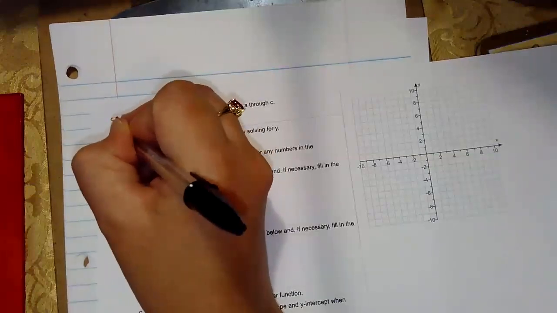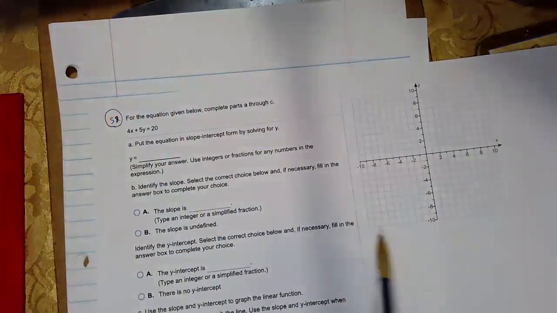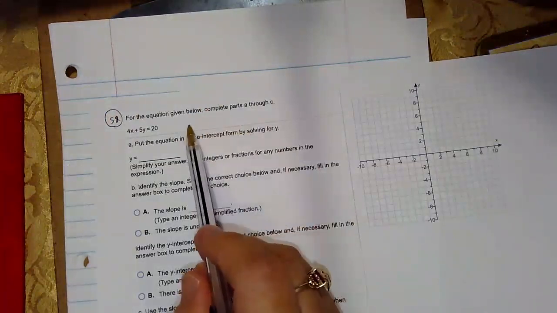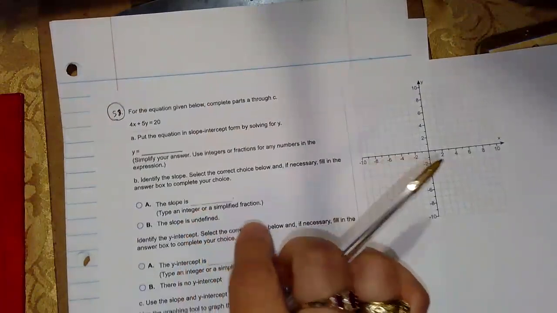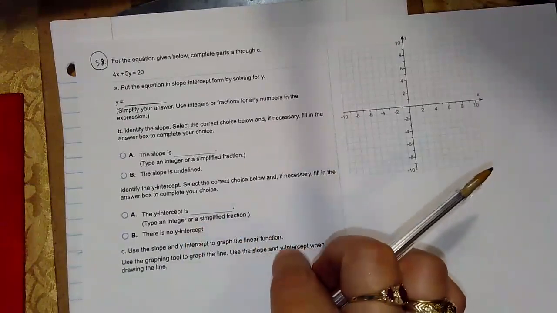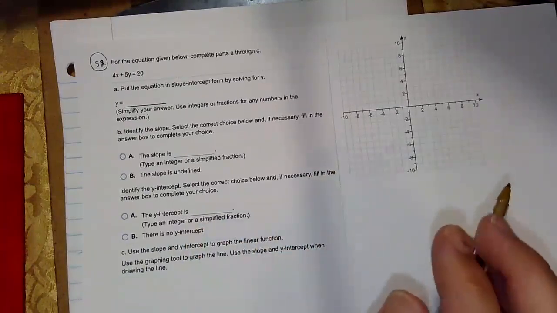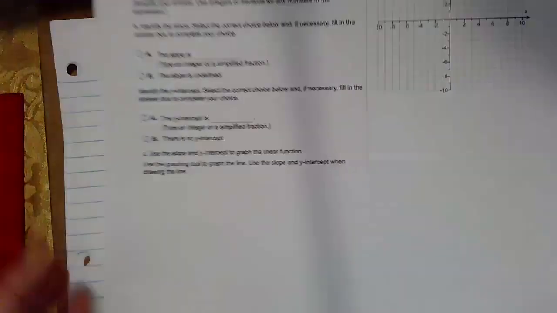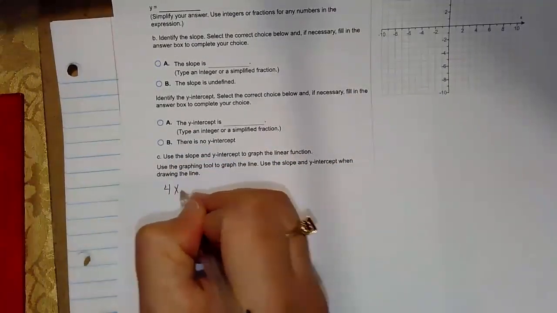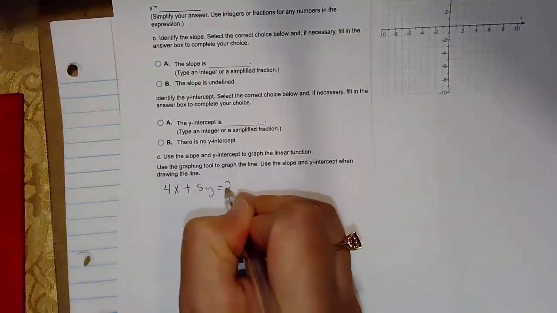I think since that's the last, I'm going to do 58 on this paper here. So for the equation, complete A through C. They want the slope, they want the y-intercept if you have one, and then they want you to graph it. Okay, so we have this equation: 4x plus 5y equals 20. I'm going to do that last one here. 4x plus 5y equals 20.